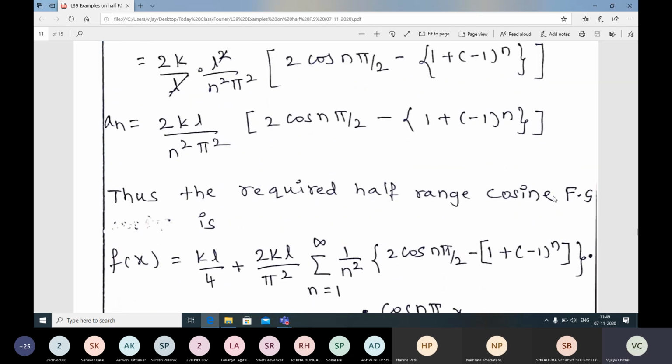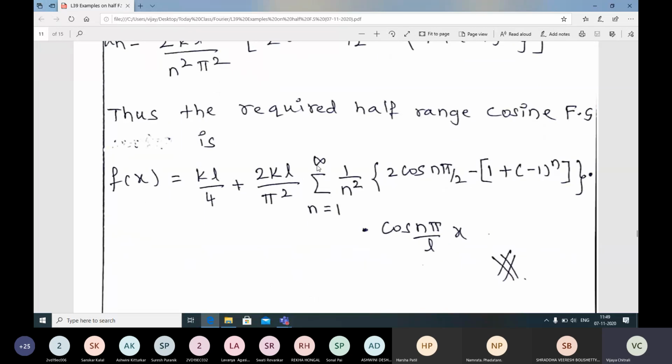Now thus the required half range cosine series is given by, in place of a0 by 2, kL divided by 4. In place of an, you substitute this. So 2kL divided by pi square outside, summation of n is equal to 1 to infinity, 1 by n square, (2 cos n pi by 2 minus 1 plus (minus 1) raised to n) into cos n pi x divided by L. So this is a0 by 2 plus summation an cos n pi x by L. So this is an and this is cos n pi x by L.